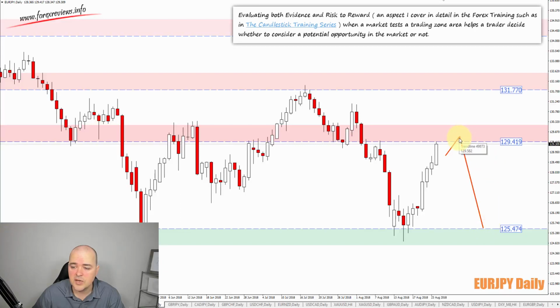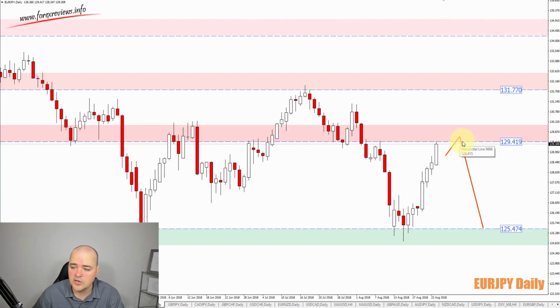So overall on this market, holding the 129.41 zone area as a great long-term target area to the upside for all those people holding a buy position from the 125.47 zone area, and also holding the 129.41 zone area as an area on this market where we're looking for bearish evidence and a potential move to the downside from this important area. Okay, well that's that market.